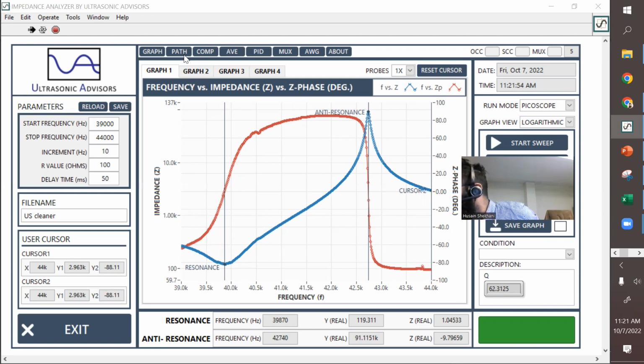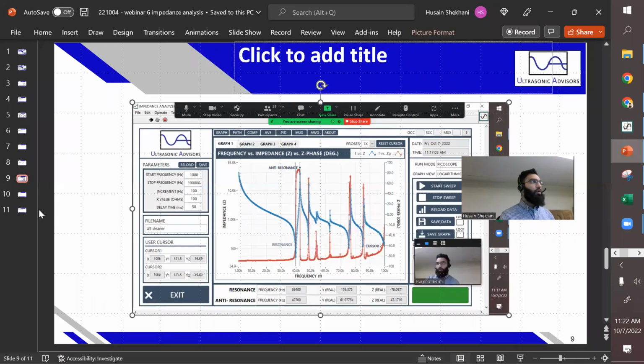Oh, whoops. The connections are a little bit loose. Okay, I'll just keep going here. So there's a little bit of an error, but I will just continue to explain. So this is the anti-resonance frequency. I'll just print screen and I can draw on the other one.